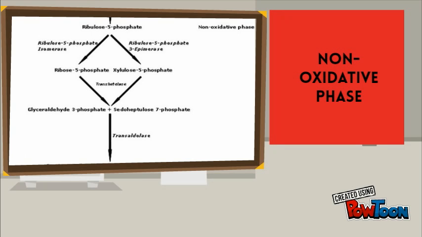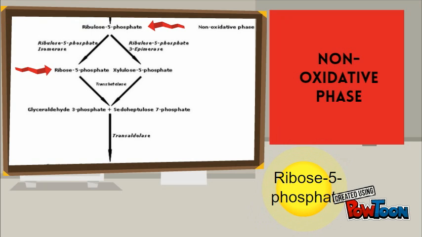And then, the non-oxidative phase starts at ribulose 5-phosphate. Indeed, it is a precursor to ribose 5-phosphate. So ribulose 5-phosphate is converted by an enzyme, isomerase, switching the structure to ribose 5-phosphate, one of our main products.